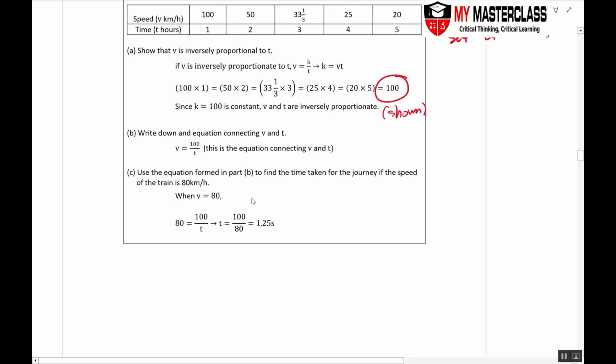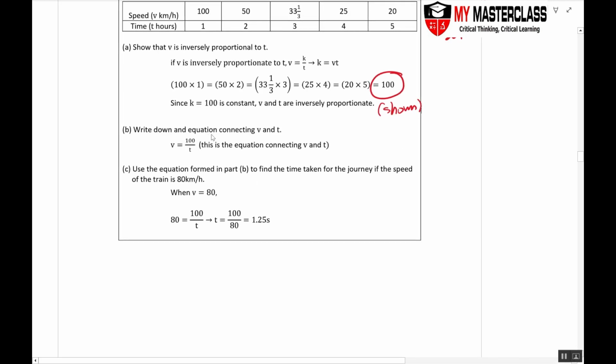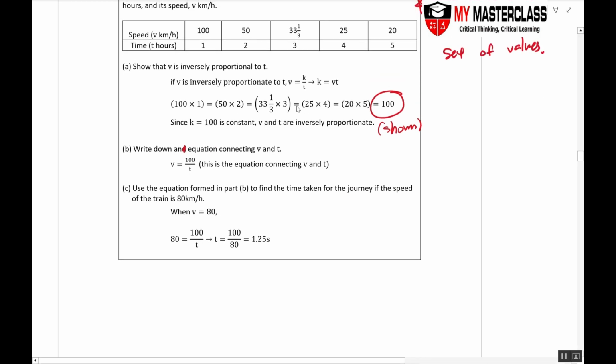For part B, they just ask you to write down an equation connecting V and T. Since I worked out k earlier to be 100, V equals 100 over T. That's it. Part C is quite straightforward as well. Using the equation formed, find the time taken for the journey if the speed of the train is 80 kilometers per hour, which means now if V equals 80, find T.